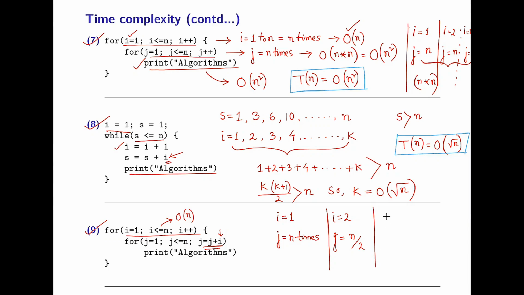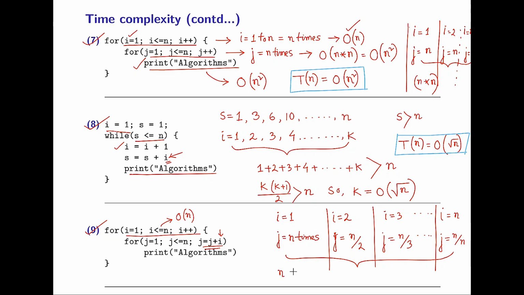Similarly, when i is equal to 3, j will execute n by 3 times. Like that it will go, and i will go up to n. So when i is equal to n, j will execute n by n times. Now, in total, how many times is j going to execute? The dependency we have just resolved here, so you just sum up these terms.